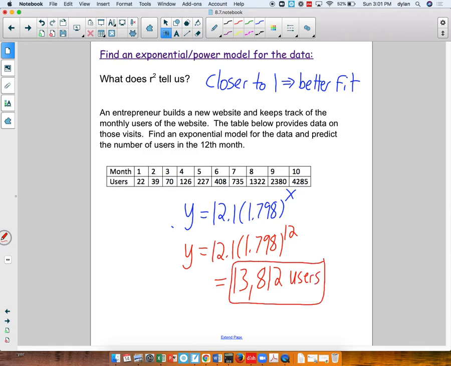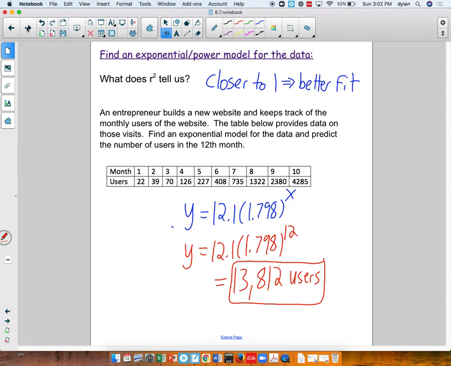And I can have a lot of confidence in this prediction because at least so far over the first 10 months, our data has been very closely matching an exponential model. So that's a really good sign that we're doing this in the right way and using the right type of model. Because instead of using an exponential model, we could also use some sort of power model like a cubic or a quartic or a quadratic as well.